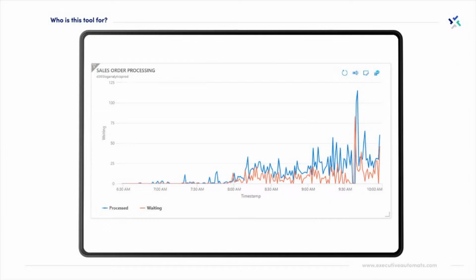Who is this tool for? Primarily, system administrators will benefit the most. However, thanks to full customization of the dashboard, it's possible to present data in a format that will be understood by everyone, like you see now here.